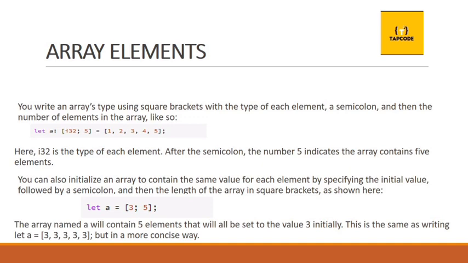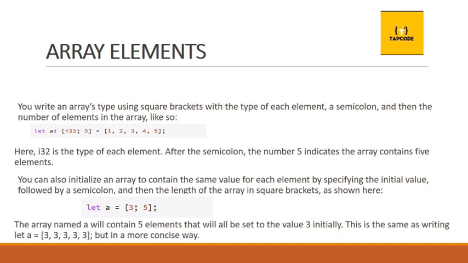elements in this array. So now you can also initialize an array to contain the same value for each element by specifying the initial value, followed by a semicolon, and then the length of the array, in square brackets, as shown here. Now I said okay, let a be the initial value, then the length of the array should be what? 5. So now the array named a will contain 5 elements that will all be set to the value 3 initially. This is the same as writing a equals 3, 3, 3, 3, 3, but in a more concise way.